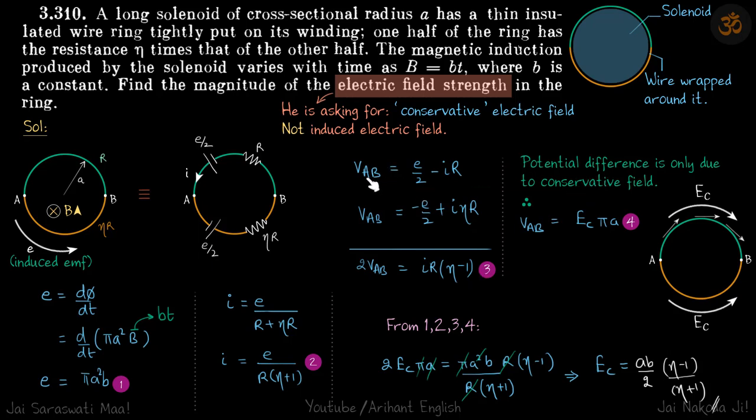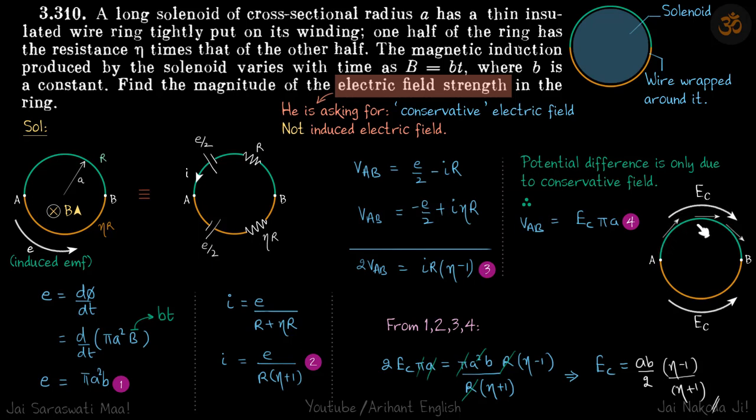Now finally, this potential difference VAB is only due to the conservative electric field, which we are required to find, because the non-conservative field cannot create a potential difference. Therefore this potential difference VAB we can write as EC into pi A. EC is a conservative field which is tangential to the path both up and down, and here its direction will be towards right and at the bottom also its direction will be towards right.